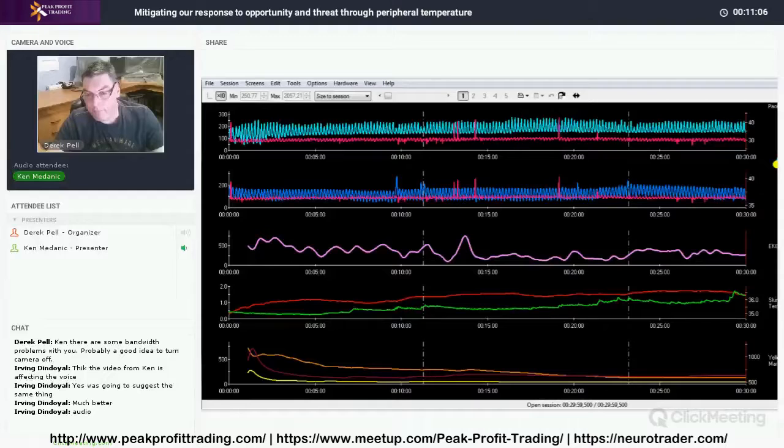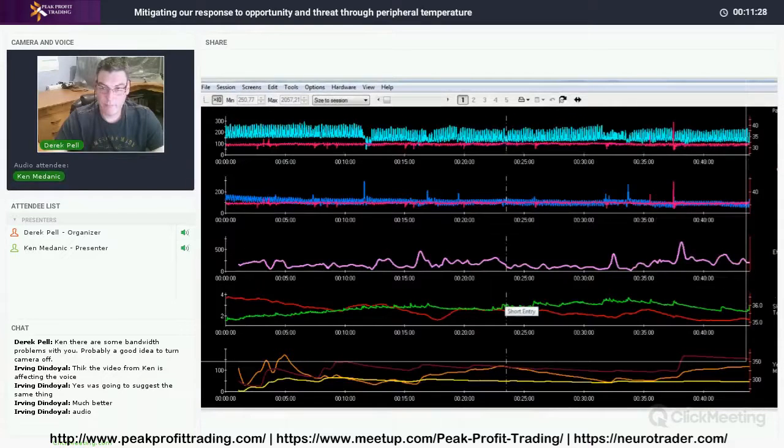I just want to say again, every single winning trade, without exception, that's ever been recorded by myself using this form of technology, the temperature is always consistently stable. There is no exception to the rule. Every single losing trade, no exception, has a volatile temperature. No exceptions to the rule.